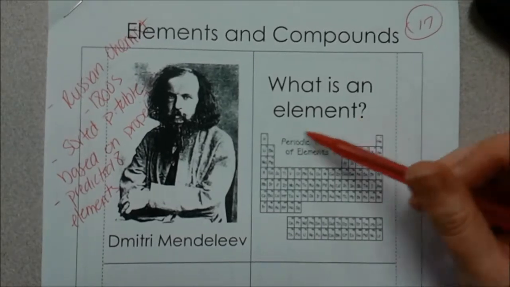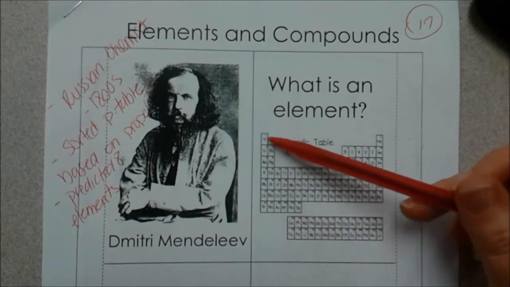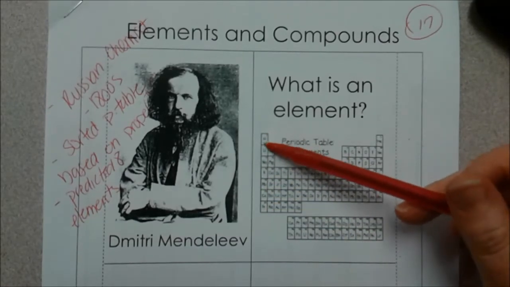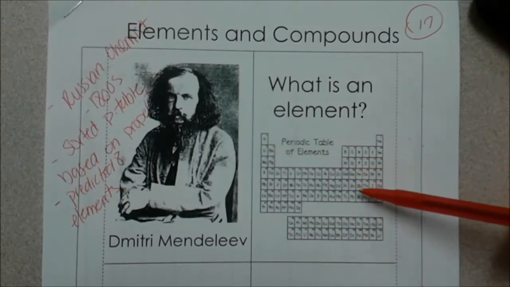So we're going to come over. This is the periodic table, and we know that they're in the same family or group. They have the same number of shells, valence electrons in their outer shell, and similar properties.